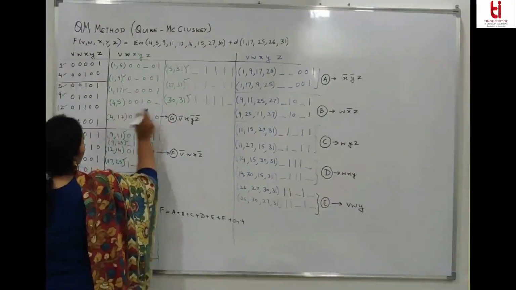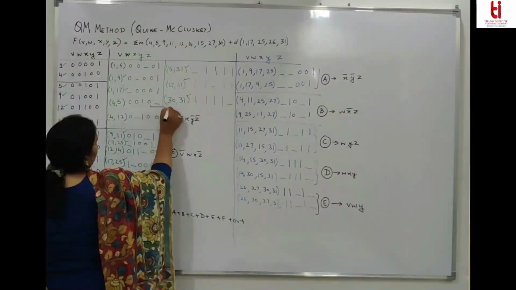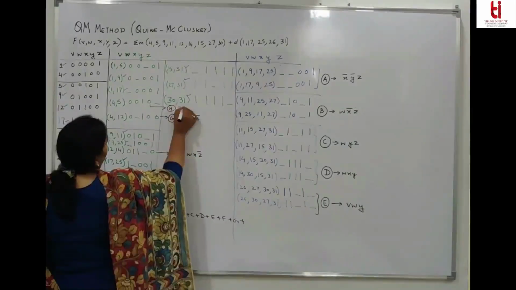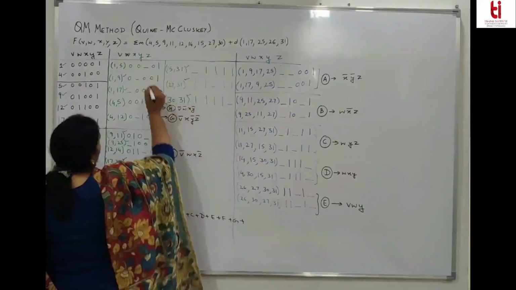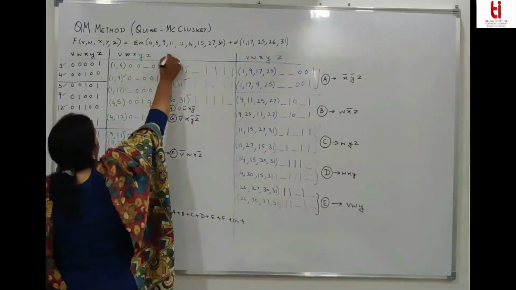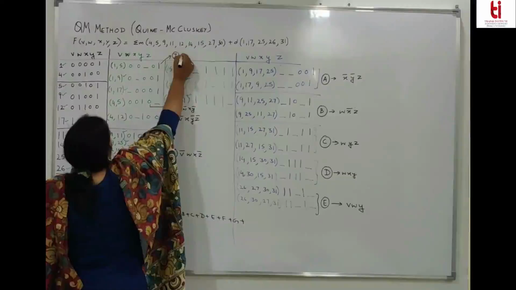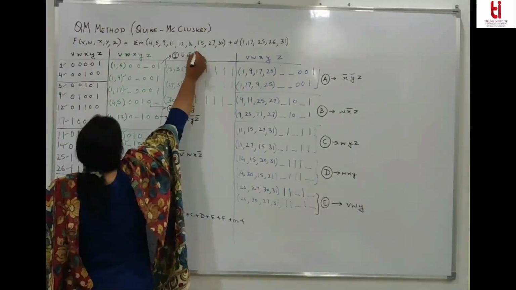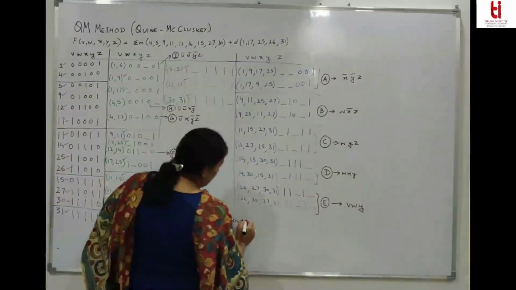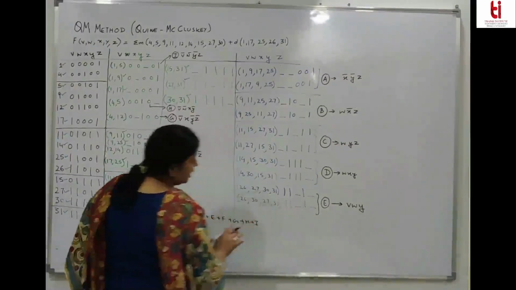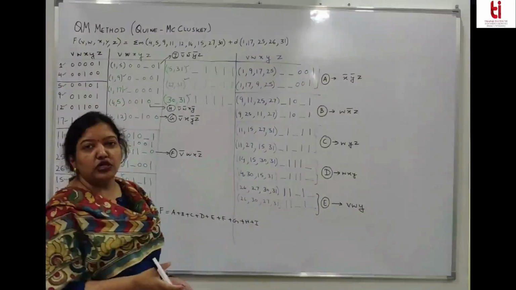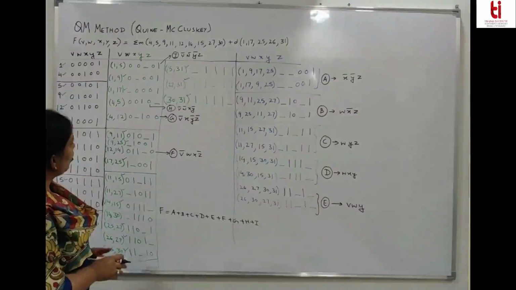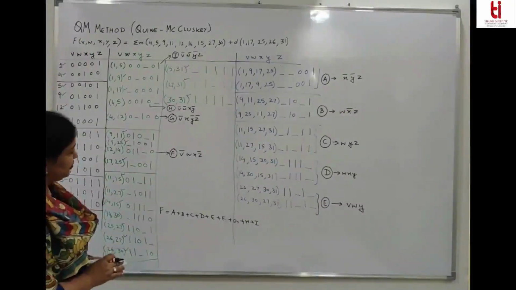This is also not being used. So this is H. V bar, W bar, X, Y bar. And this is also not being used. This is I. So V bar, W bar, X, Y bar, Z. G, H plus I. ये सारी टर्म आएंगी. So is this a reduced expression? Is this expression a reduced expression? No. So what to do?